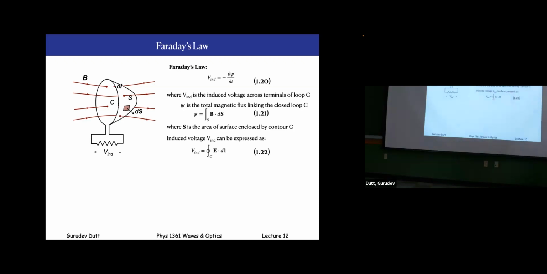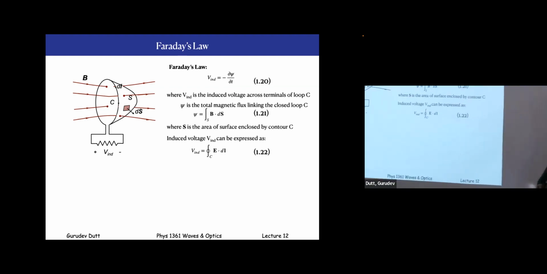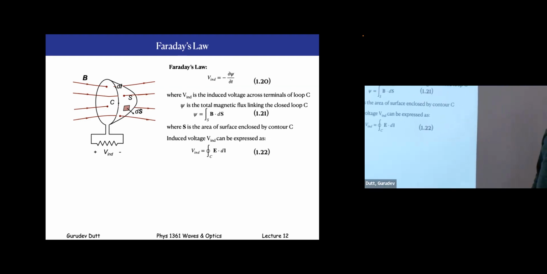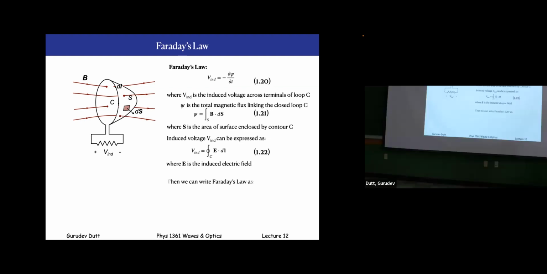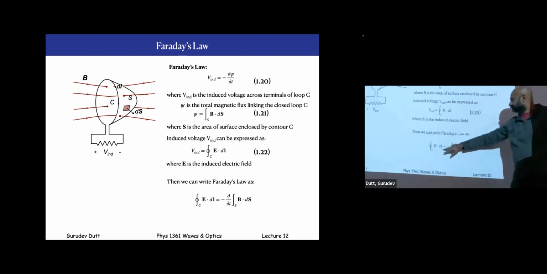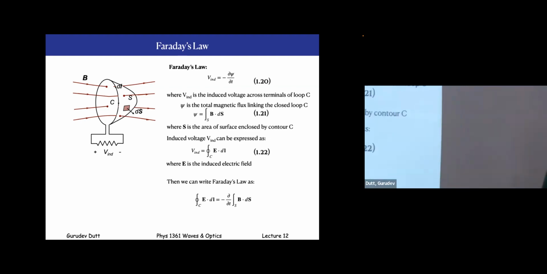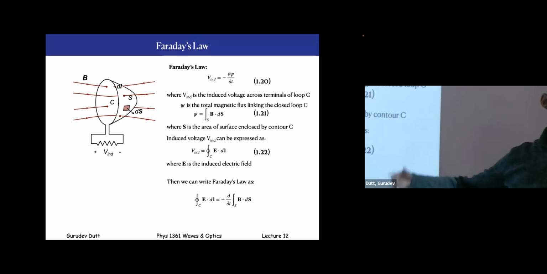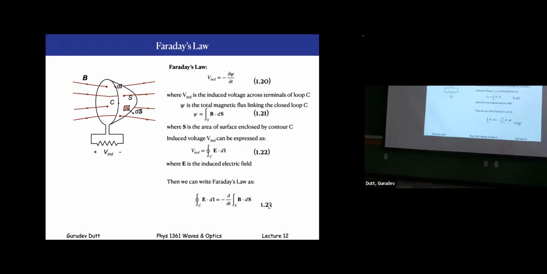This is just familiar to you from the definition of potential and potential energy. The induced voltage is just the line integral of E dot dl, where E is now the induced electric field. So we can now write Faraday's law, which is expression 120, in this form: the integral over the contour C of E dot dl is minus dou over dou t of the integral of B dot dS. So that's the integral form of Faraday's law.